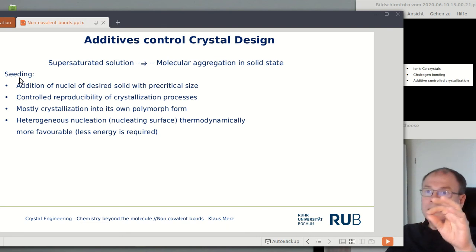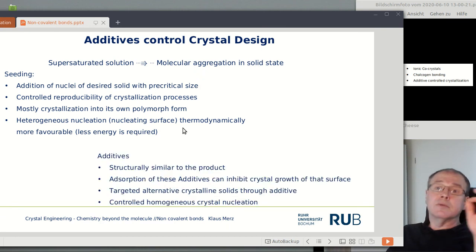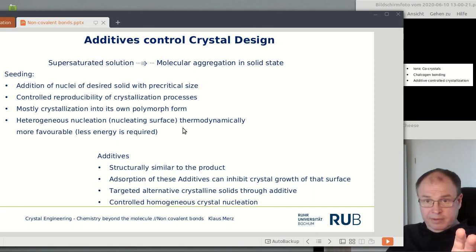And mostly you will get exactly the polymorph or form of the seeds. No? So this is called heterogeneous nucleation, adding a seed, and this is regarded in the background as the nucleation surface on the seeds. This is thermodynamically more favorable, less energy is required in comparison to additive induced crystallization.